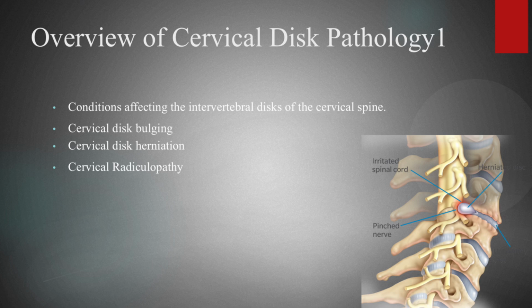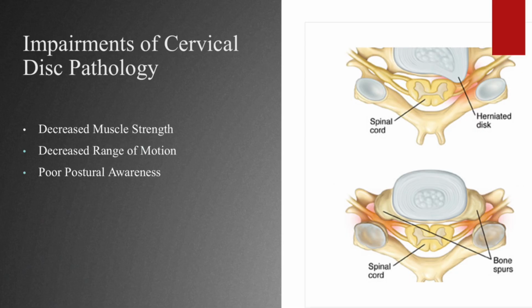It refers to degenerative or traumatic conditions that affect the intervertebral disc of the cervical spine and can cause a disc herniation and or nerve root compression. The impairments we're talking about today are decreased muscle strength, range of motion, and poor posture.